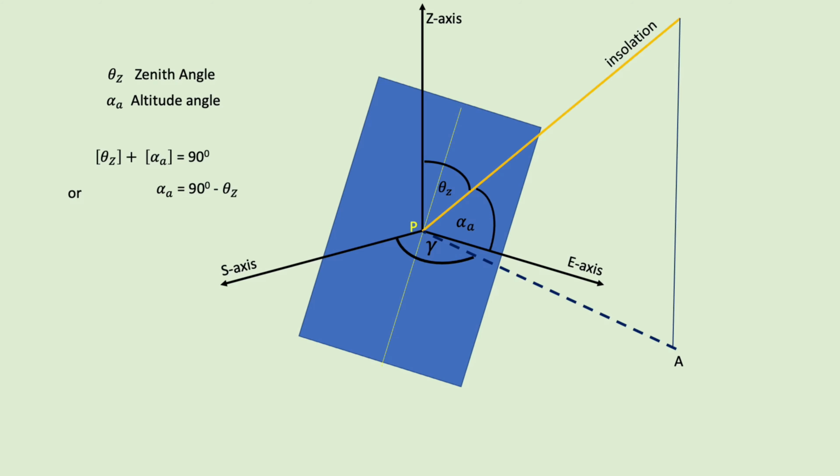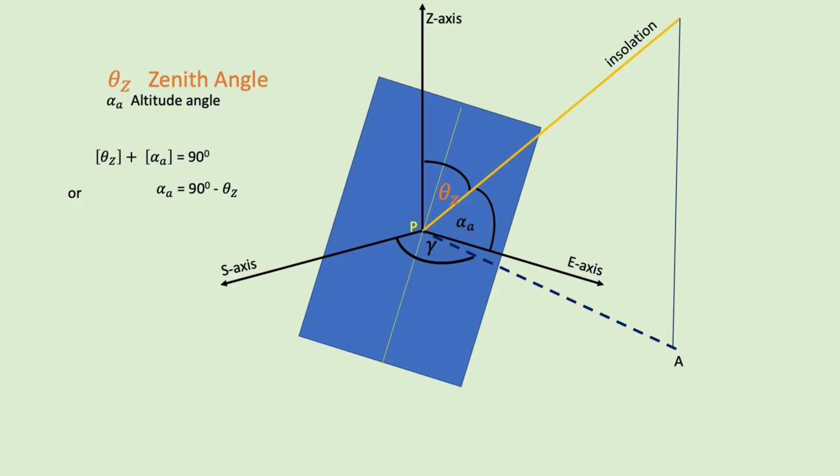Also, this angle helps to estimate the amount of radiation received on the horizontal surface on any day of the year. The angle between the insolation and its shadow on the earth's surface or horizon plane is called the angle of latitude, represented by alpha A. This angle is complement to the zenith angle.